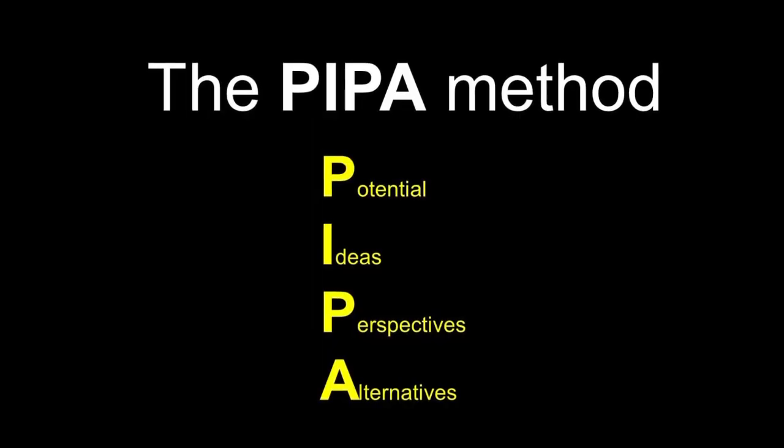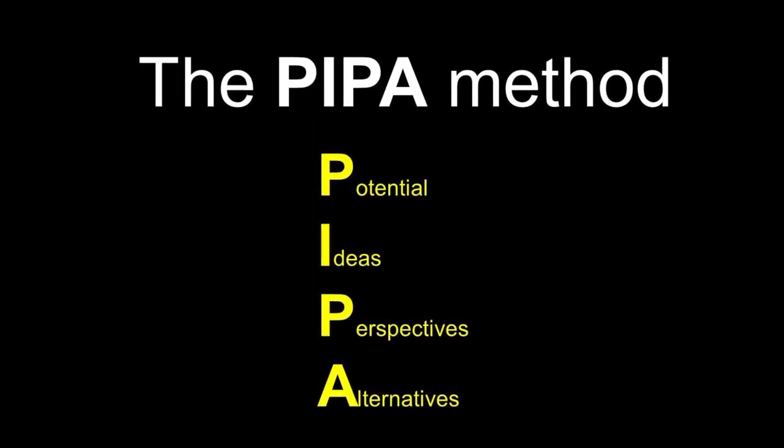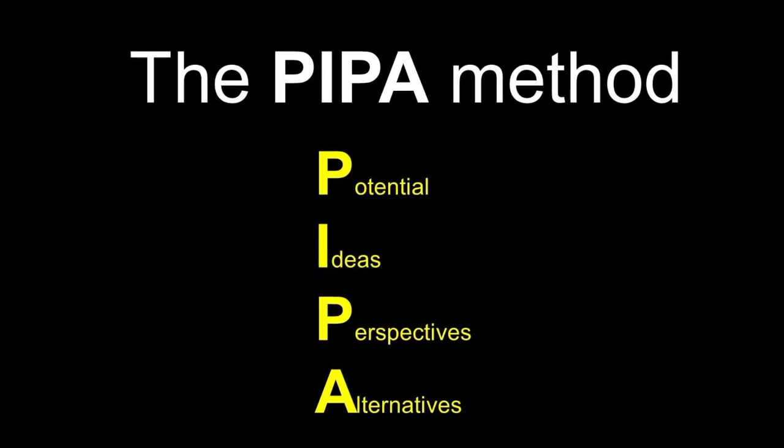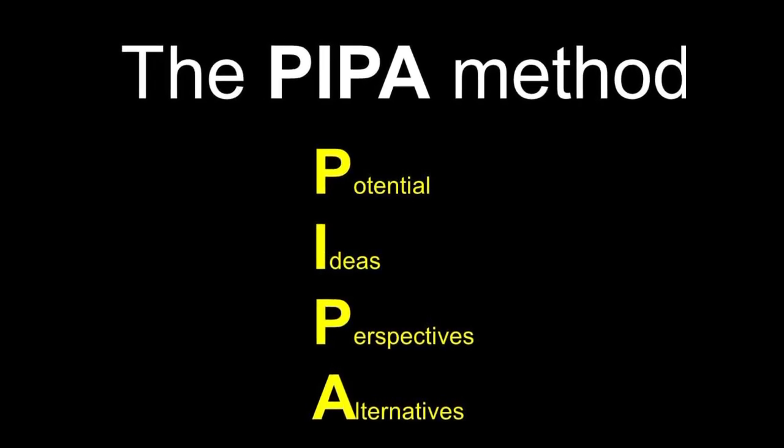Hi. Some weeks ago I told you about my PIPA method that I use to improve my street photography. PIPA stands for Potential, Ideas, Perspective, Alternatives. It's my method that I follow to try to make better photos when I do street photography out there.